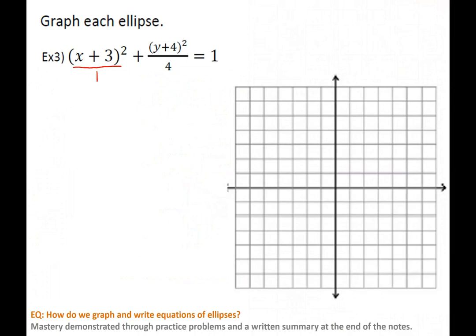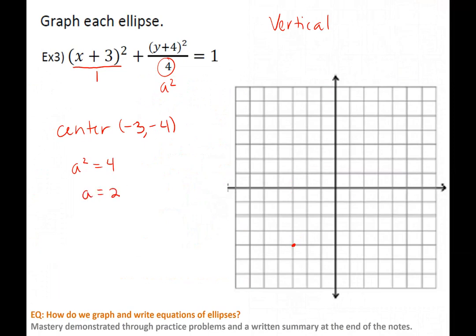Okay, so here we go with our a. So this one is bigger. That's my a squared, which means this is vertical. Then I would get my center, which is at -3, -4. So -3, -4. There we go. And then using my a, so a squared is 4, which means a is 2.